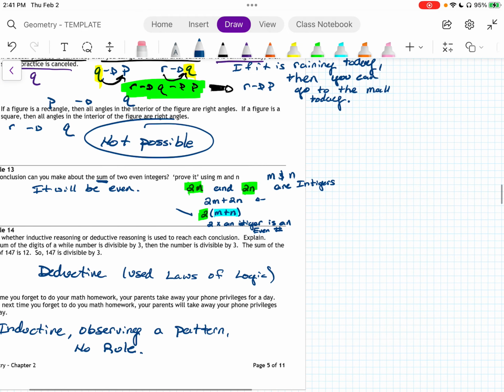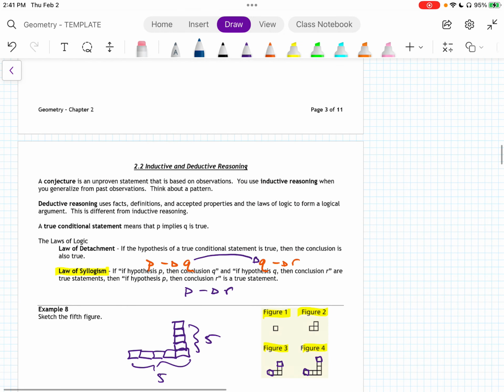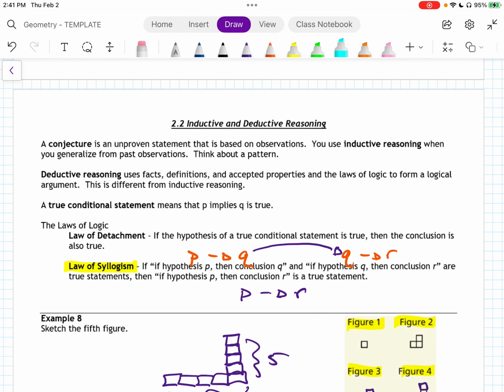That is section 2. Let me scroll back up and see what are the important things we want to make sure we know. Really, it's these words up here. We're going to need to know the word conjecture, inductive reasoning, deductive reasoning, a true conditional statement, which is just, I would read that backward, a conditional statement that's true, right? We've already talked about that. The laws of logic, that's a term that we should know. And then law of detachment, law of syllogism. Those are all good things that we need to know. All right, that is section 2.